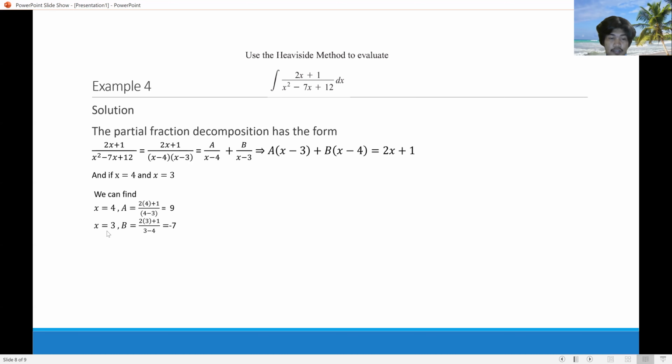If x is equal to 3, we need to cover this x minus 3. If we plug x equal to 3 in here, this will be equal to 0, so we cannot plug it in here. So by plugging x into 2x plus 1 over x minus 4, with x equal to 3, it is equal to negative 7.